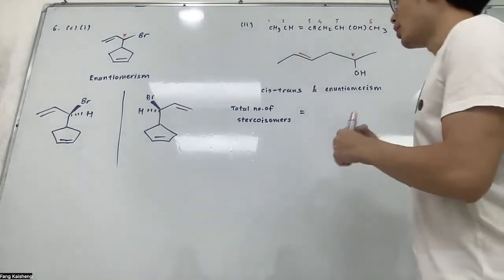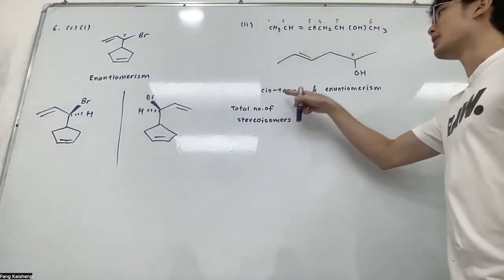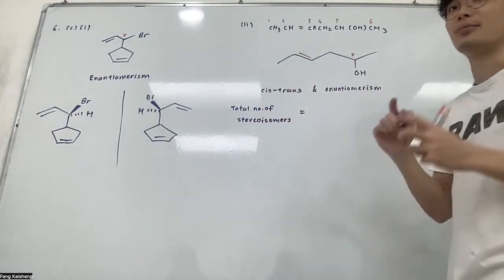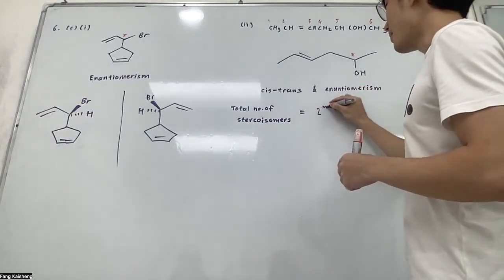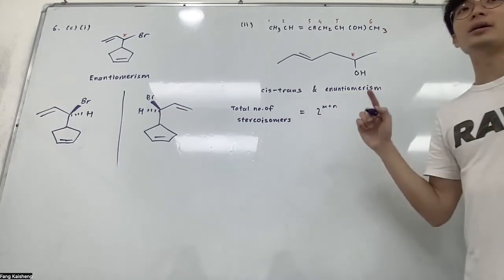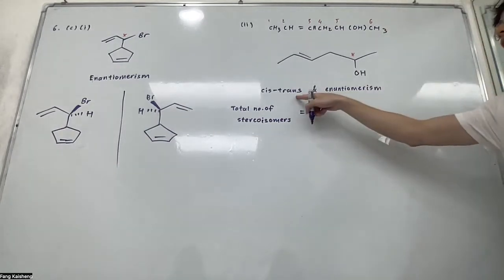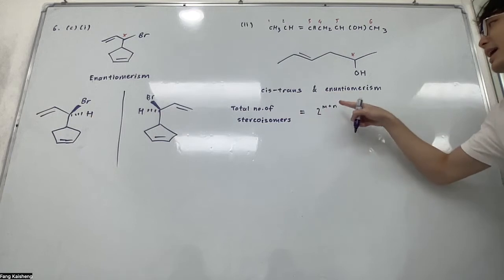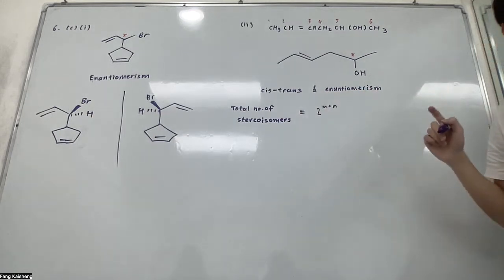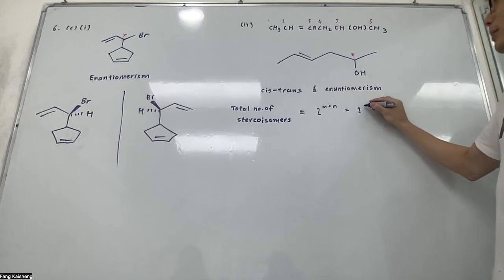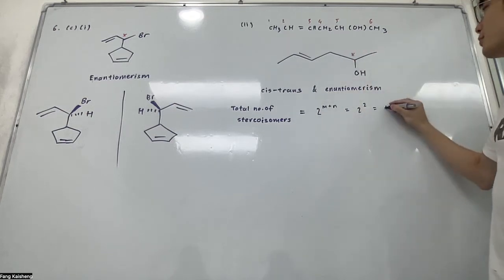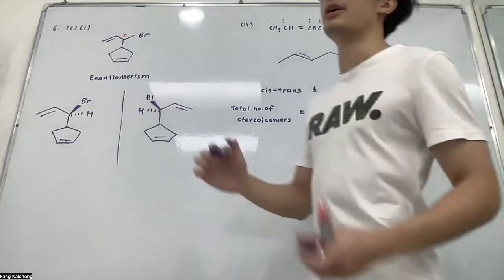If you want to find the total number, because here can exhibit both cis trans and enantiomerism, what's the formula here? 2 to the power of M plus N, correct? Because M represents the number of double bonds that can undergo cis trans. N is the number of chiral carbons. So here was the answer. 2 to the power of 2, 1 each. So if you do that, we will have 4 total stereoisomers.